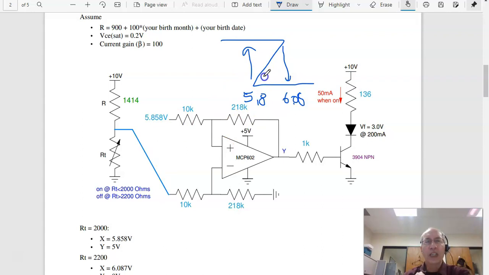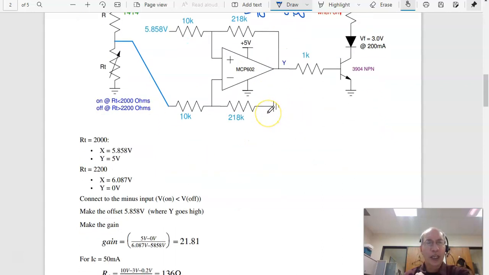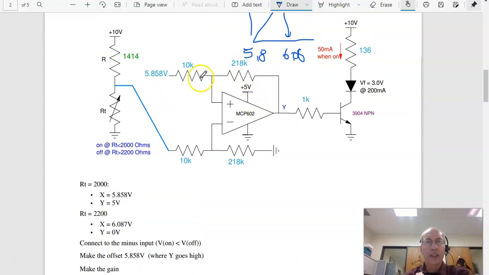Where the output goes high is the offset, 5.8 volts. And the gain is the ratio. Output changes, in this case I've got a 5 volt power supply, output changes by 5 volts as the input changes by that difference, which gives you a gain of 21. Pick this to be 21 to 1.